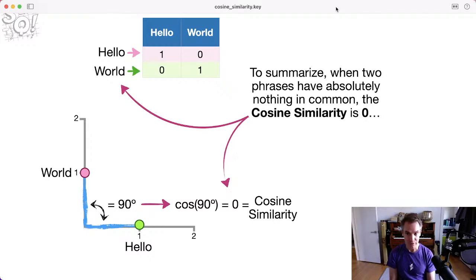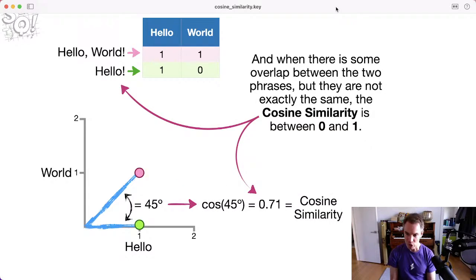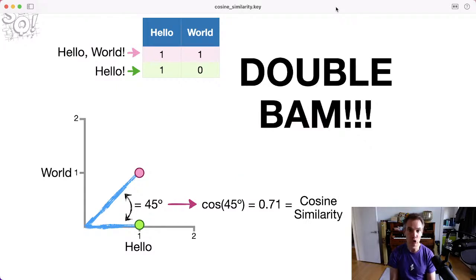To summarize, when the two phrases have absolutely nothing in common, the cosine similarity is 0. And when the phrases are the exact same, the cosine similarity is 1. And when there is some overlap between the two phrases, but they are not exactly the same, the cosine similarity is a value between 0 and 1. Double bam!